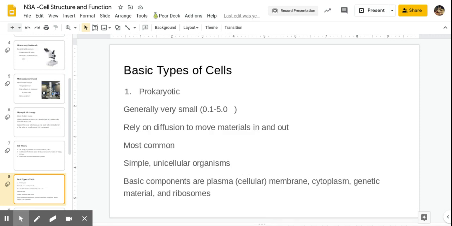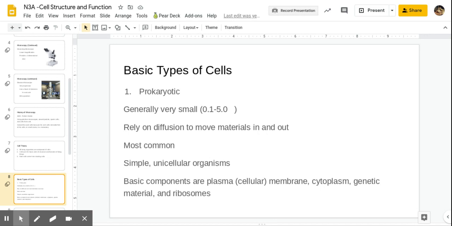We have two basic types of cells, and again, hopefully from your drawings, you realize that. The first is the prokaryotic, or the bacterial cell. These are very small. They're 0.1 to 5 micrometers, and a micrometer is 10 to the negative 6th of a meter, or 10 to the negative 3, or 1,000th of a millimeter. So again, we're talking something that's really, really small. And they're small enough that they can use diffusion to move materials in and out.